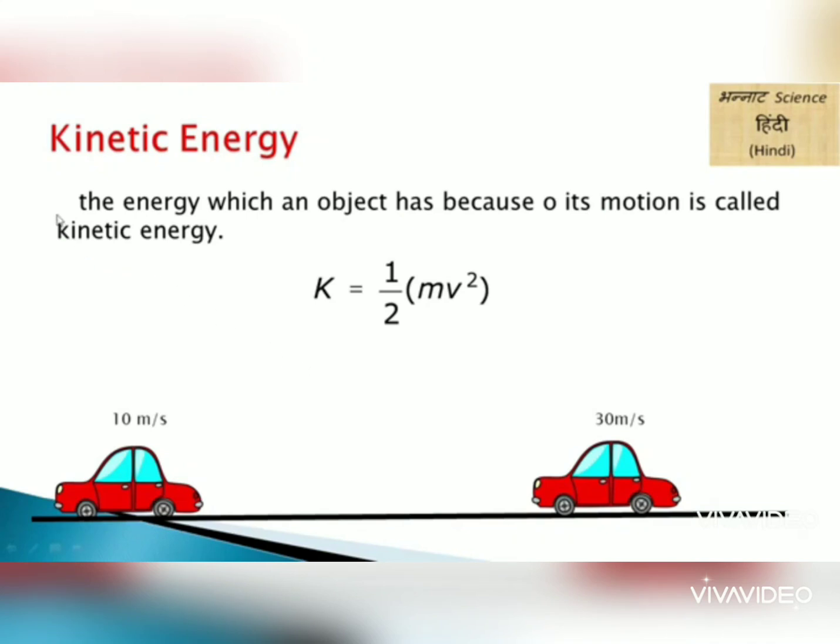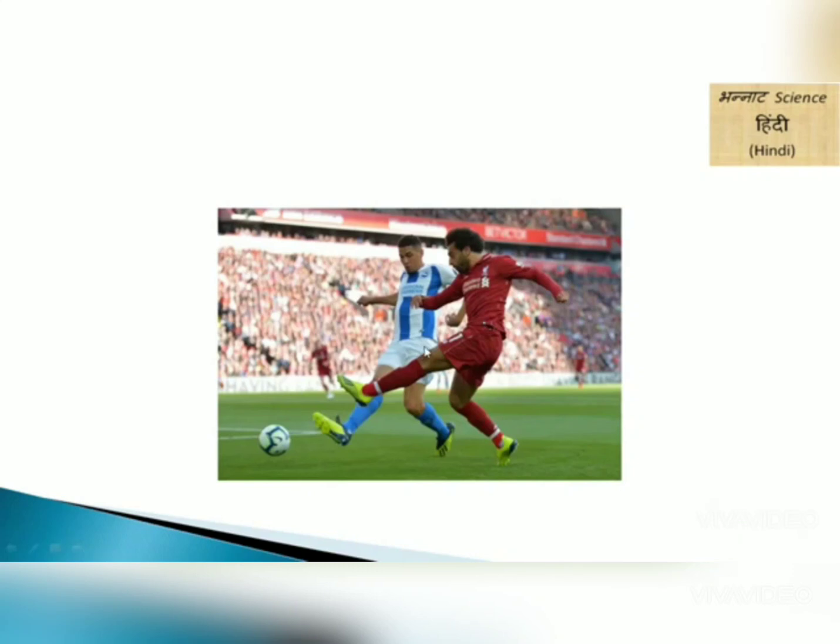Now the kinetic energy. Kinetic energy is the energy which an object has because of its motion, and the formula is half mv square. Now let's see in the formula that K equals half mv square. Here m stands for mass and v stands for velocity. For example, we have taken two cars moving with different velocities on a road. The first is moving at 10 meters per second and the second one is moving at 30 meters per second. So which car will have more kinetic energy? Of course, the second one. Why? Because when we put it in the formula, the velocity of car 2 is greater than car 1, so it has more kinetic energy. Now the ball being kicked by a footballer possesses kinetic energy.